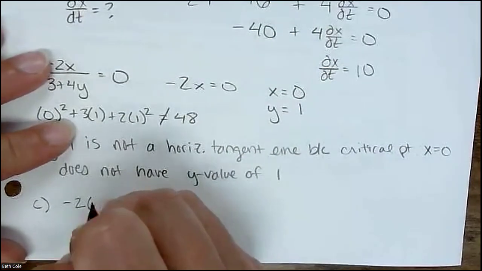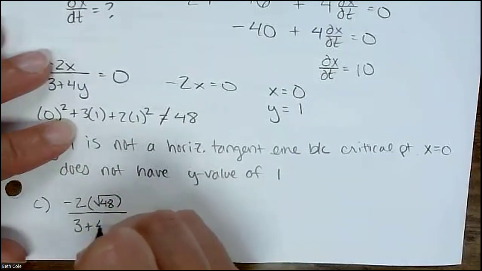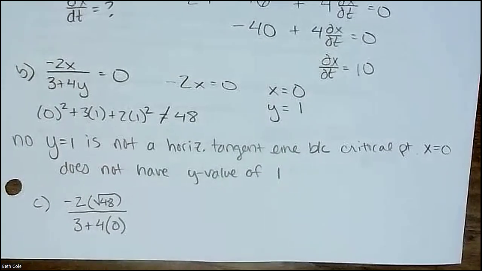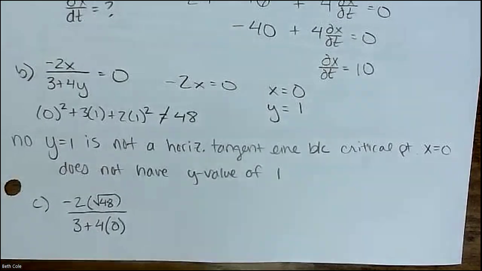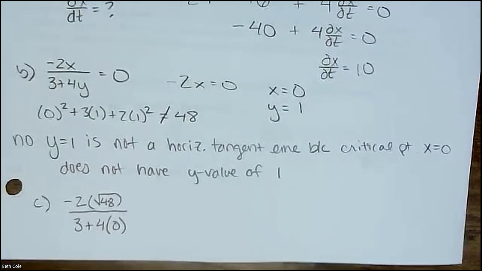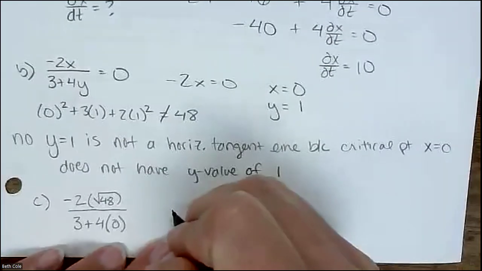So it'd be -2 times square root of 48 over 3 plus 4, what was y? 0. Does that give you a 0 denominator? Yes or no is what we're looking at. No. I actually think this is really tricky as well, because if part B came out to a no, wouldn't you think part C would be a yes? No, but you have to remember that they're evil and it doesn't work that way. They both came out to a no. So we're going to say no.